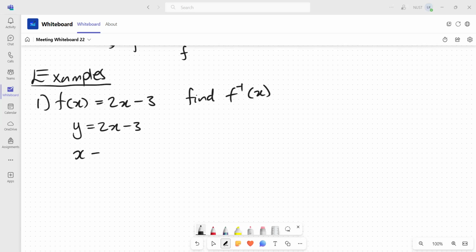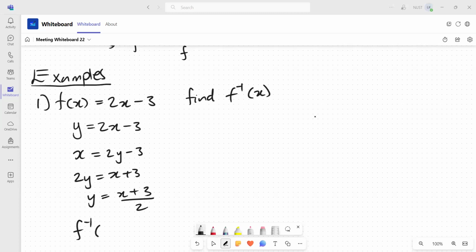So this is x equals 2y minus 3. Then I make y the subject of the formula. So 2y equals x plus 3, and y equals (x plus 3) over 2. Now we say f inverse of x equals (x plus 3) over 2. Okay, so another example, number 2: we have y equals x squared.